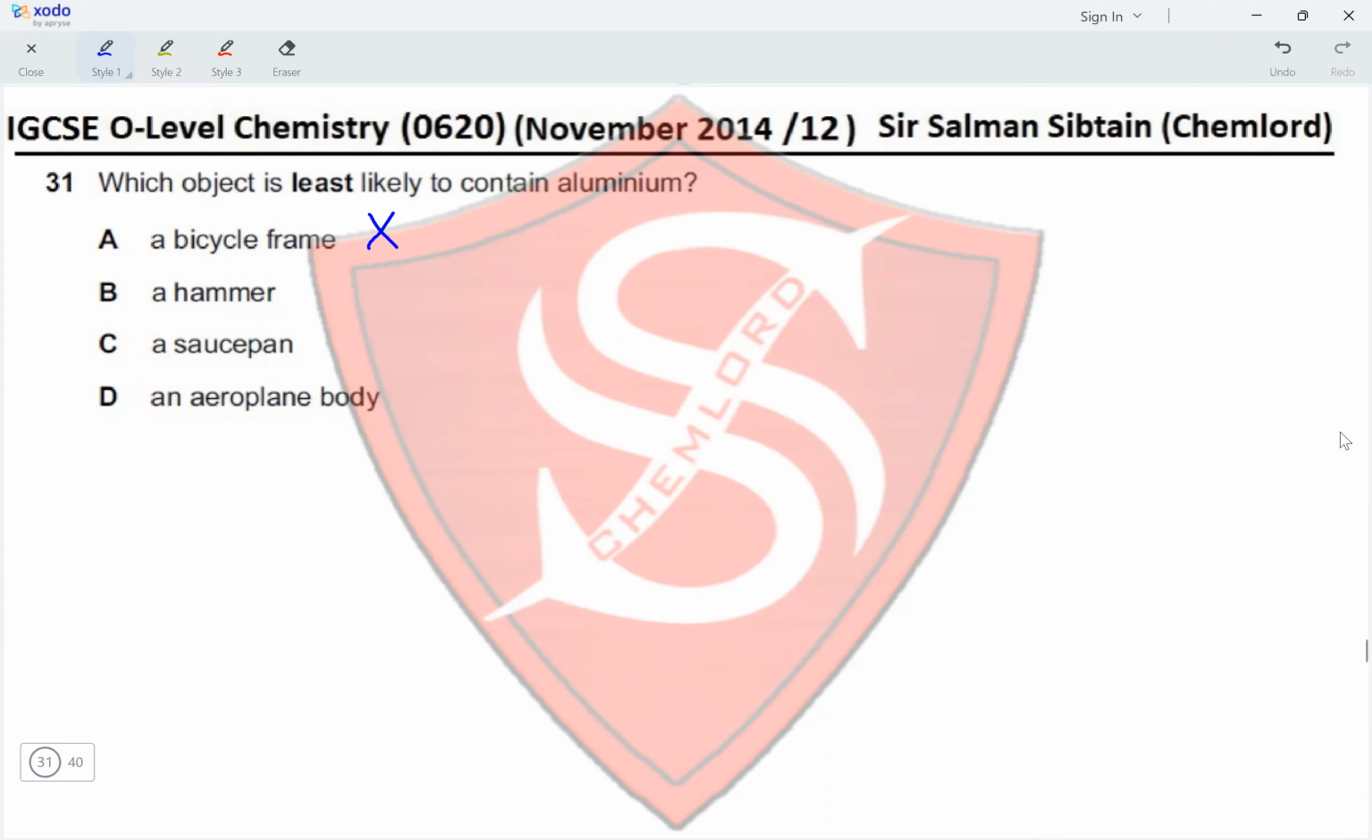A hammer. A hammer needs to be very strong and hard and heavy. So this is usually made from iron and not from aluminum. A saucepan, cooking utensils. Because aluminum is able to resist corrosion, it will be used to make saucepans. An aeroplane body, aluminum is used to make aeroplane bodies because of its strength and its low density. So bicycle frame, saucepan, and aeroplane bodies are all made of aluminum, while a hammer is made using iron, making option B the correct option for this question.